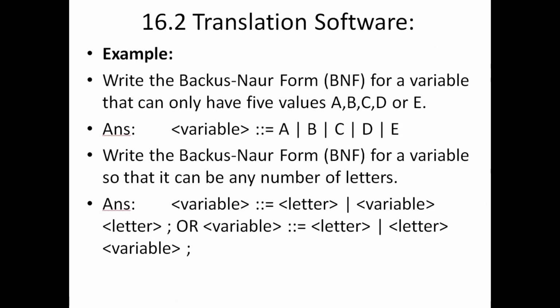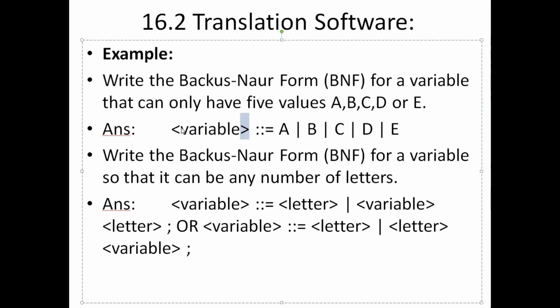Example: write the Backus-Naur form for a variable that can only have 5 values, A, B, C, D, or E. So how will you write it? You'll write the word variable, that's your basic item, encapsulated in less than and greater than signs. Then you'll write the, I won't really call it an assignment operator, but more like a definition symbol, I should say. Then you write that a variable can either be A or B or C or D or E, because this symbol represents a choice.